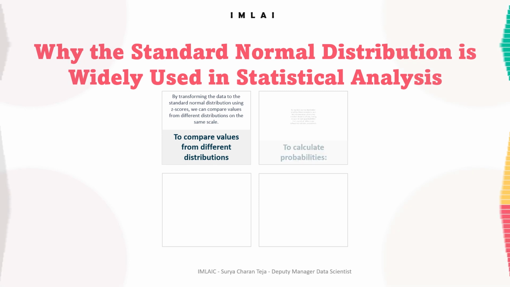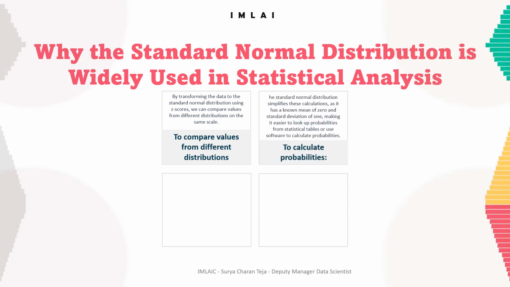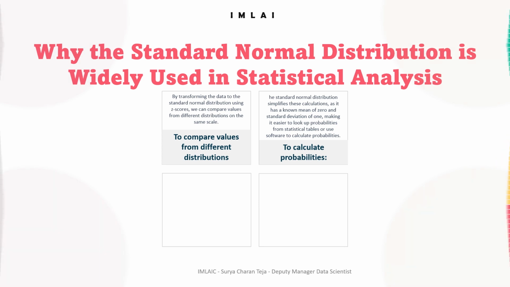And the second one, to calculate probabilities. Statistical tests and hypothesis testing often involve calculating probabilities based on the normal distribution. The standard normal distribution simplifies these calculations as it has a known mean of 0 and a standard deviation of 1, making it easier to look up probabilities from statistical tables or use software to calculate the probabilities.